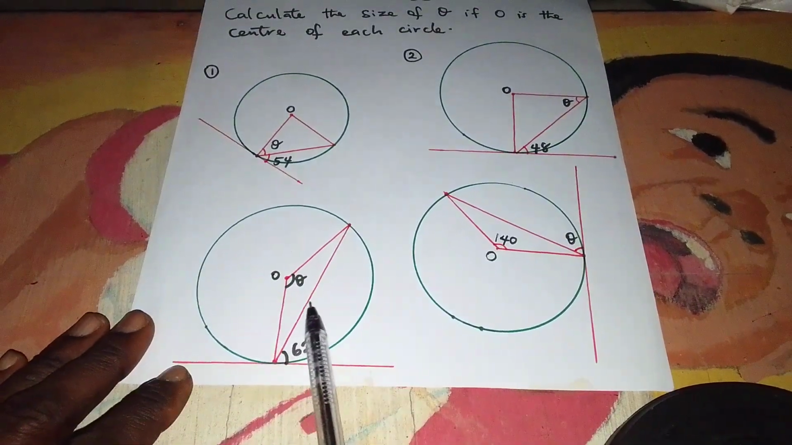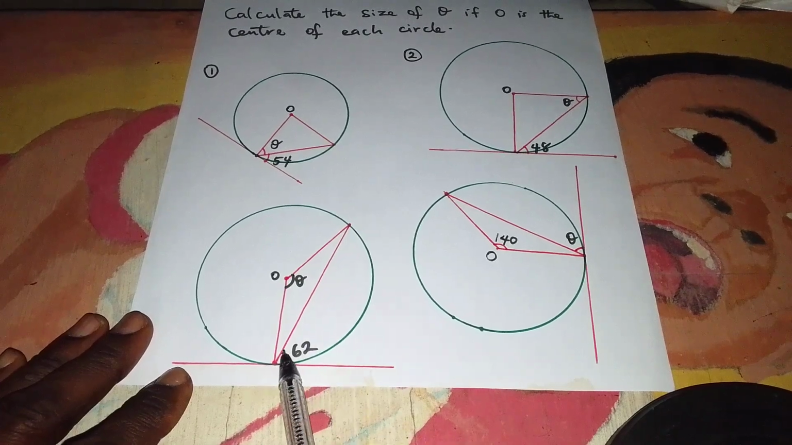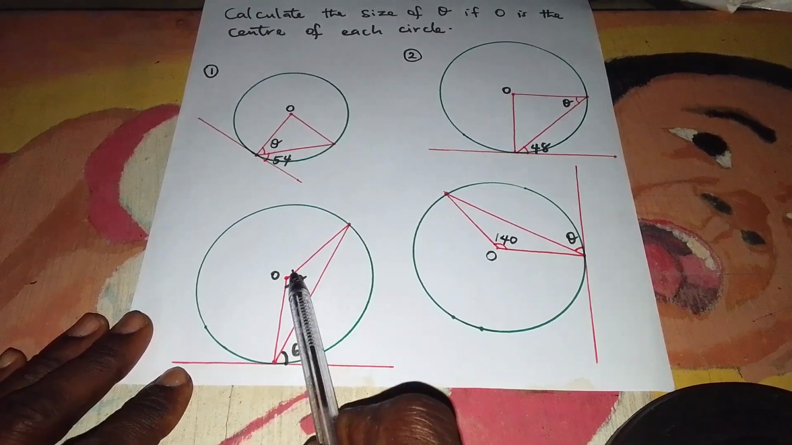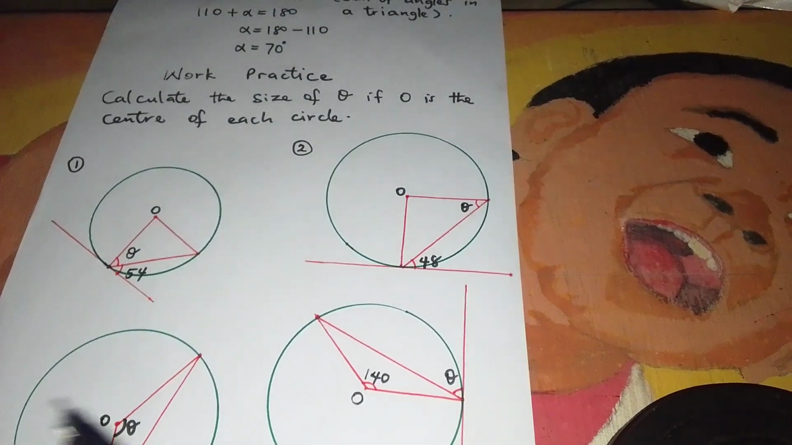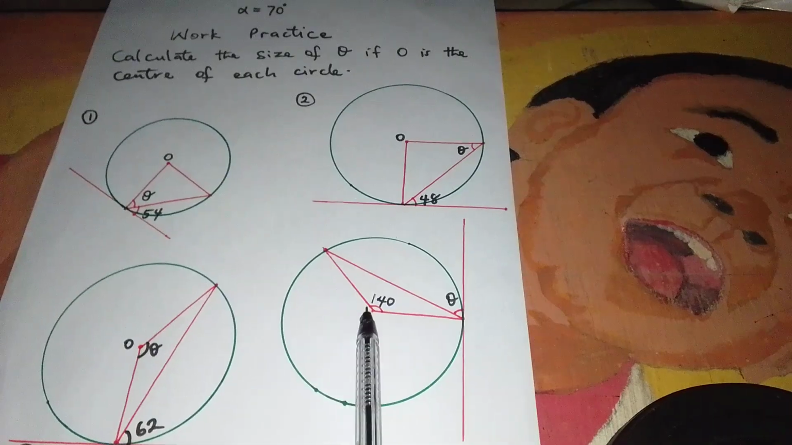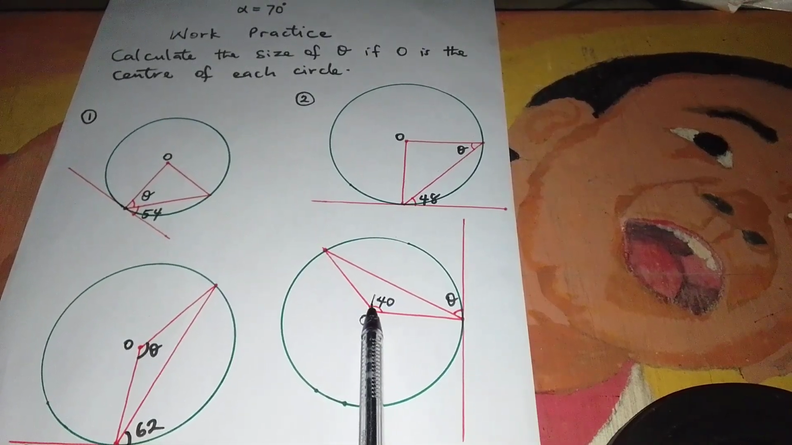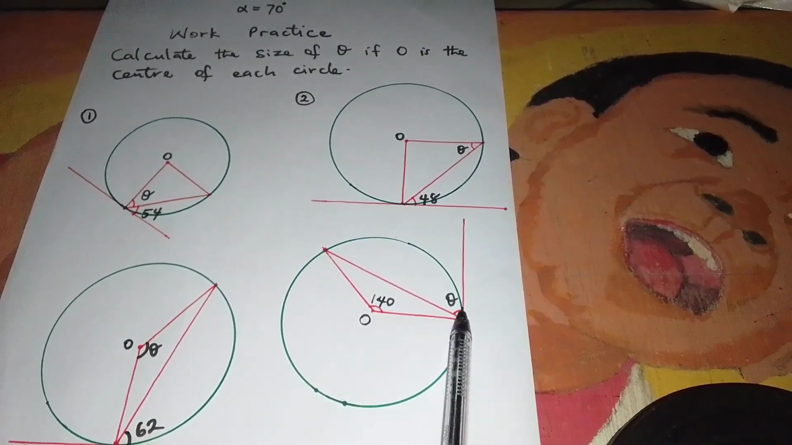Here, you are given that this angle is 62. You are told to look for the value of this angle, which is theta. Also here, you are given this diagram. This angle here is 140. You are told to look for this one, which is what? Theta.